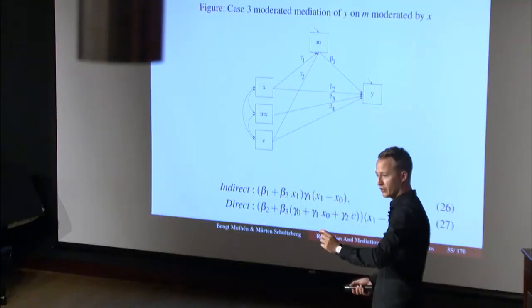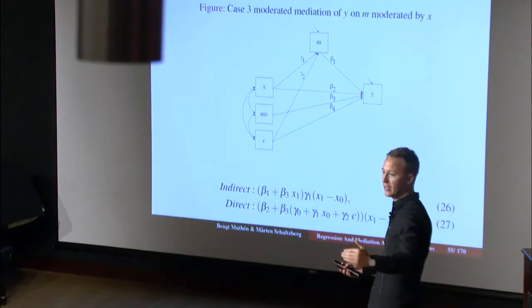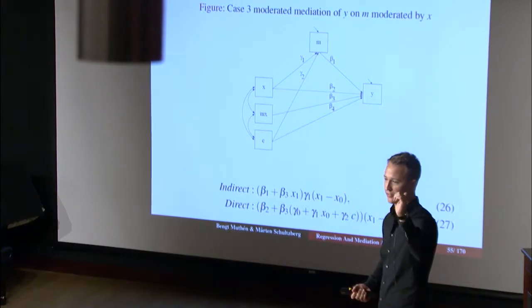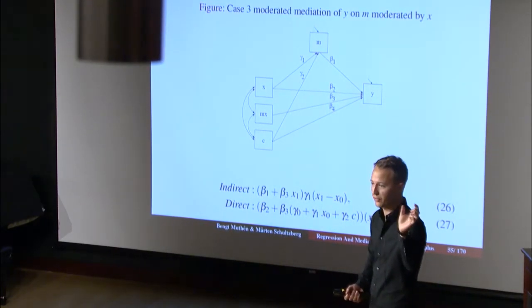Could you hand your microphone over to your seatmate? He nodded and he has something he wants to say. So say that beta 3 is significant, right? But then you look at the plot of the indirect effect as a function of the moderator, and you see that for some values it's not significant, or the confidence interval covers 0 for a short bit.